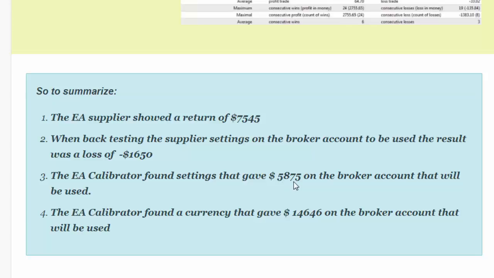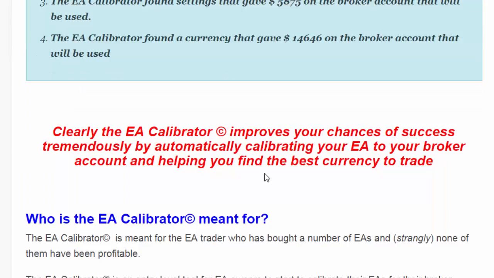for that particular client's account, and it gave them a much improved profitability on that particular broker account. The EA Calibrator was then used to find the best currency for that particular account, and it increased the profitability to almost double what the original EA supplier said. So it just shows you the power of this EA Calibrator. Clearly, the Calibrator improves your chances of success tremendously by automatically calibrating your EA to your broker account and helping you find the best currency to trade.